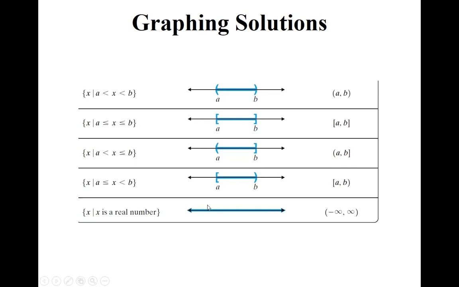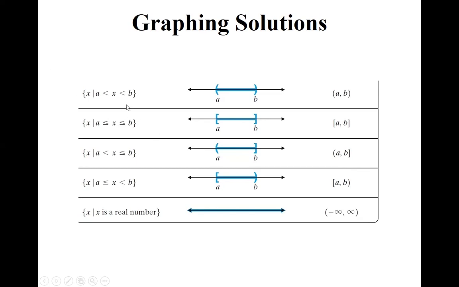And then in those cases where all real numbers are a solution, that's the entire number line. The leftmost consideration is negative infinity. The rightmost consideration is positive infinity. And here, even though we're including everything possible on the number line, we still don't use square brackets because the infinities don't take square brackets. This just means all the way to the left forever and all the way to the right forever. Forever and ever, never stopping.